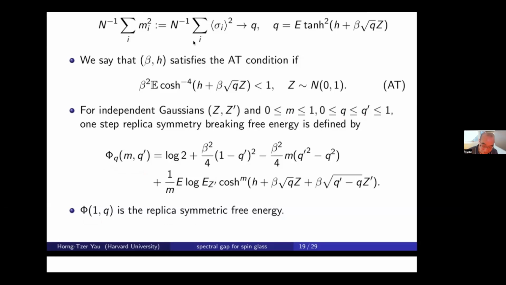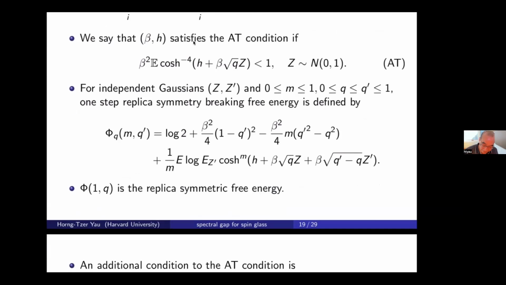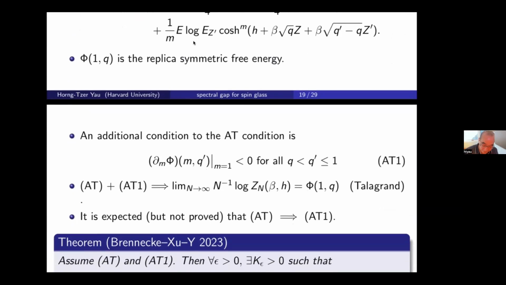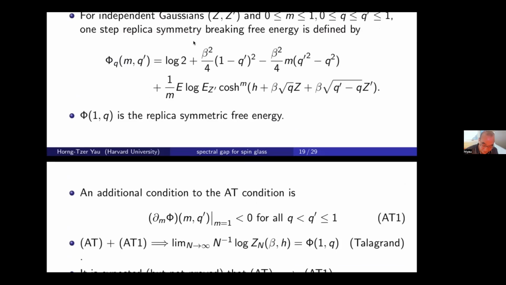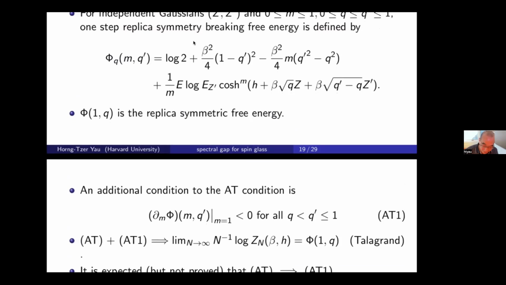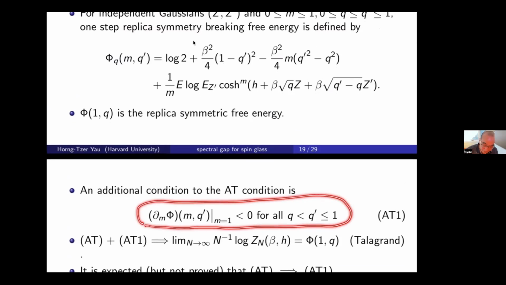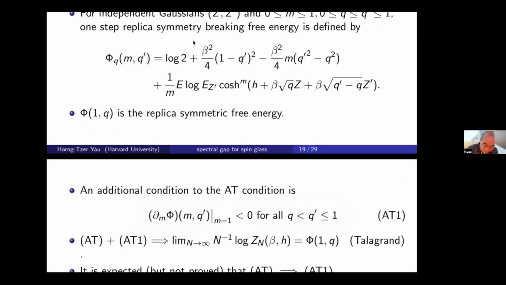The high temperature region can be defined as the region where this free energy is actually equal to phi 1q. If you compute this one and that one and find that they are the same, then that's the high temperature region. But instead of making this comparison, one takes the infinitesimal version, which is slightly stronger. This is a comparison of phi 1q and phi mq prime, and if the derivative is negative, this is called the AT1 condition.